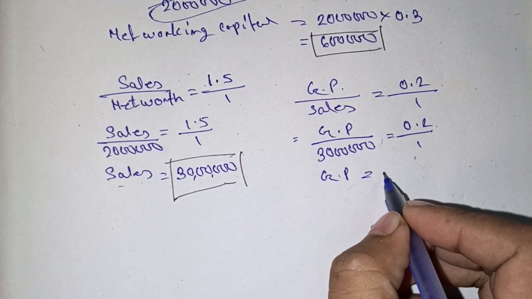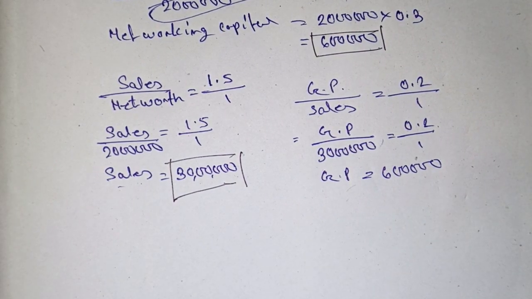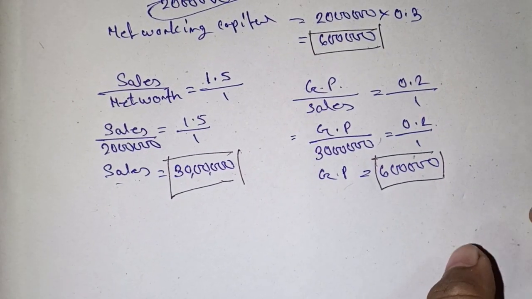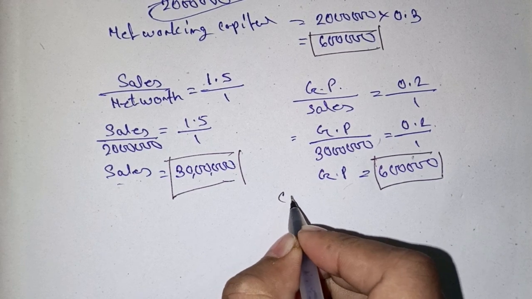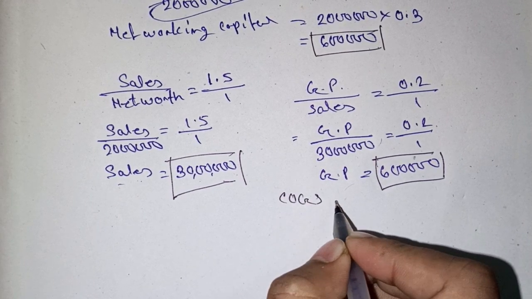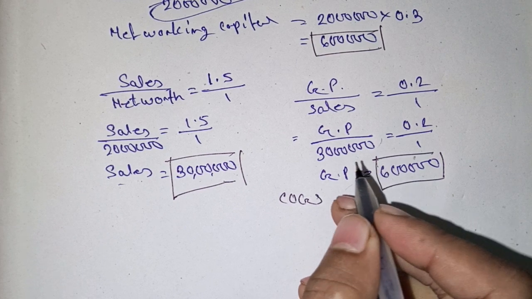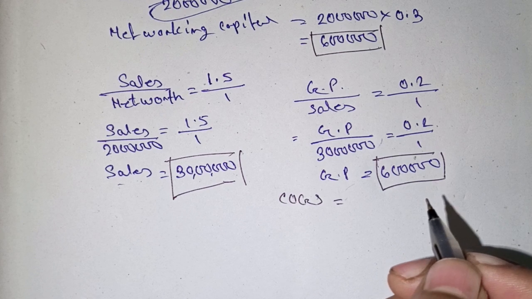Okay. It becomes 6 lakh. So our GP is 6 lakh. Now we can find our cost of goods sold. Do you know what the cost of goods sold is? COGS, cost of goods sold, means the cost of the selling product. Okay, the cost of the selling product.